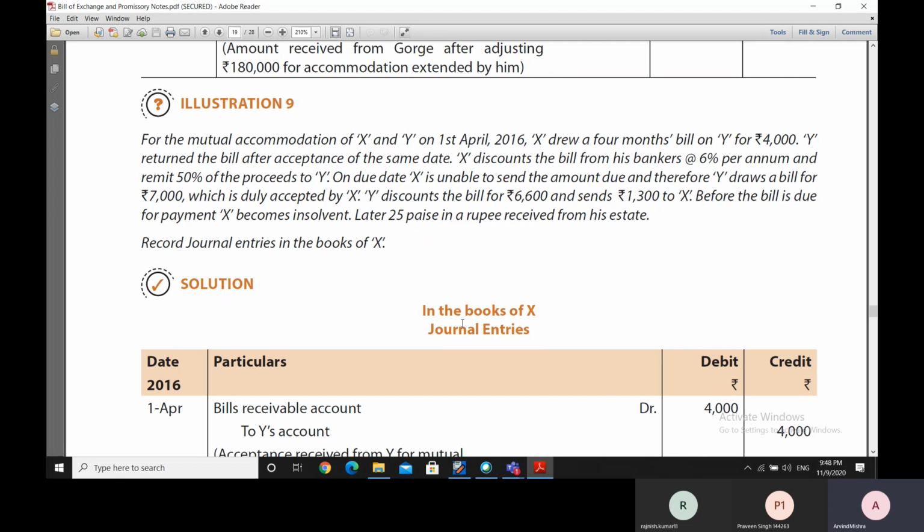Now let us go to illustration 9. Now in illustration 9, what is happening is that in respect of mutual accommodation of X and Y on 1st of April 2016, per mutual accommodation, X draws a 4 months bill on Y. So X draws a 4 months bill on Y for 4,000 rupees. Now Y returned the bill after acceptance on the same date, which was 1st of April. Now X goes and discounts this bill from his bankers at 6% per annum.